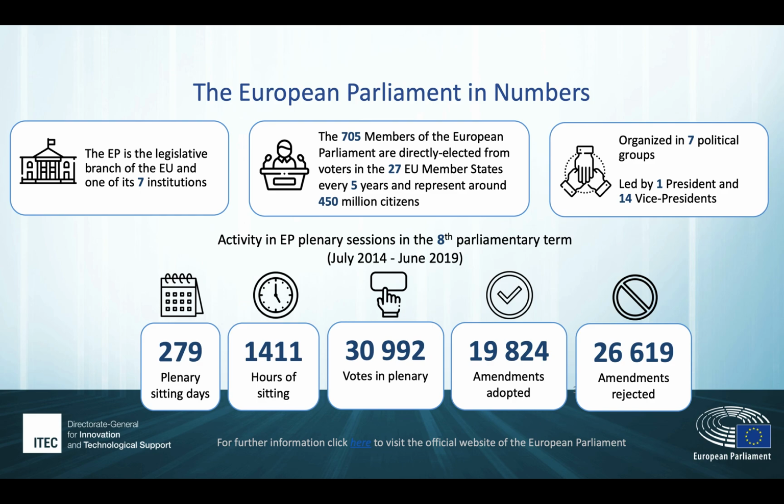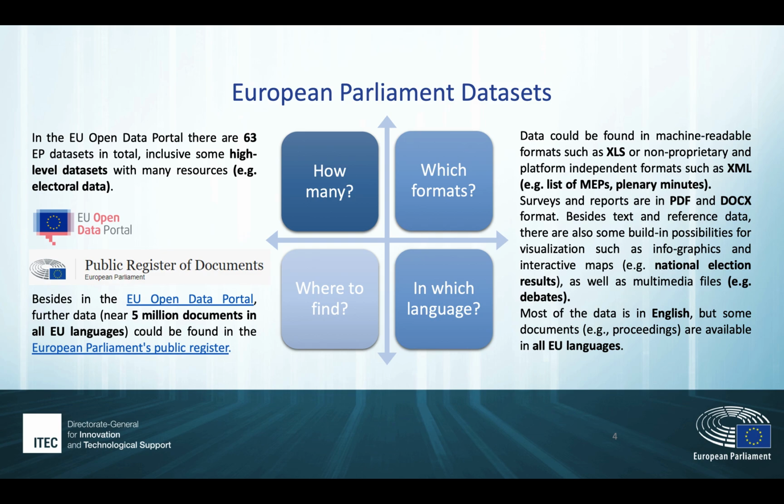So what do we have in terms of data? In the EU Open Data Portal, there are currently around 60 data sets in total. We also have further data which can be found on the European Parliament's website in the public register of documents. It's basically quite a big repository of references to documents which are either produced or received by the institution, and it dates back to the end of 2001.